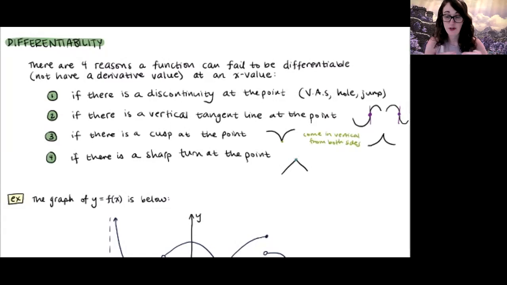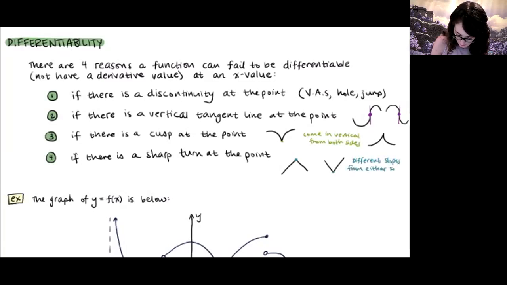They both just have different numerical slopes. Like one is positive from left to right. This line is negative from left to right slope. And so the slopes aren't matching. They're not together, as they don't agree as you get to that corner. They could be like this as well. But they have different slopes from either side. But they're not coming in vertically. That's just the difference between a corner and a cusp.